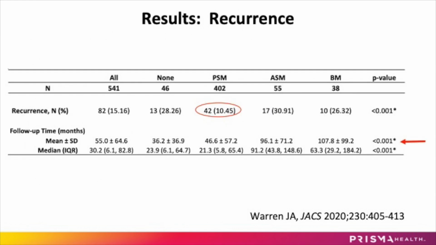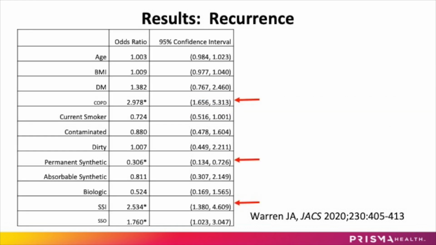We also found that the lowest risk of hernia recurrence was when we used permanent synthetic mesh. This was significantly better than either absorbable synthetic or biologic mesh, though as you can see there are some differences in length of follow-up that may contribute to this finding.